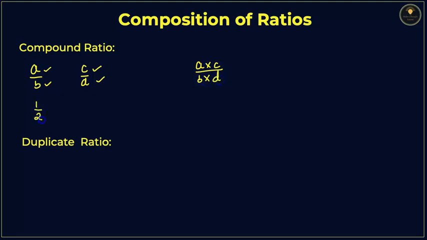Similarly, if I take the example, if I'm writing 1 by 2 and there is one more ratio given as 3 by 4, if I want to write the compound ratio, I will write it as 1 multiplied with 3 and 2 multiplied with 4. Now let's take one more example. If A by B, C by D, E by F are the ratios that we are having, the compound ratio that you will write is A multiplied with C multiplied with E, and then B multiplied with D multiplied with F.